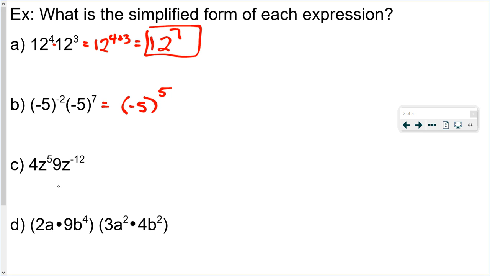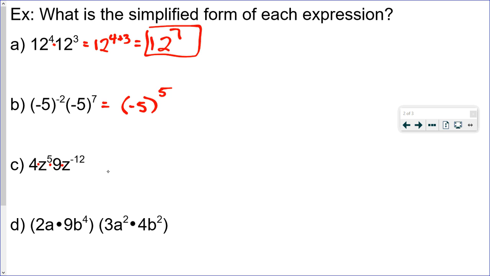All right, so here's where people start to get a little more confused. And what I have to emphasize here is that this 4 is not attached to that z. This 9 is not attached to that z. People tend to think of this as one thing, 4z to the fifth. But it's not. Really, this is 4 separate things being multiplied together. And you can remember in multiplication, the order doesn't matter. 4 times 9 is the same as 9 times 4. That's called the commutative property.